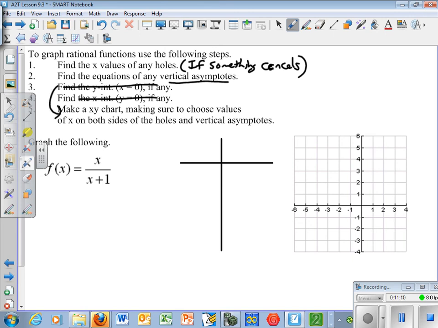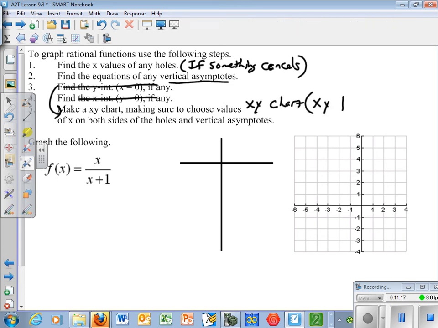So we're going to make an xy chart, an xy table, whatever you want to call it, and I'll show you how to actually do that on the calculator here, on your graphing calculator. Those that don't have a graphing calculator, what you'll have to do is actually plug them in to find your y values. Pick some x values and figure it out.